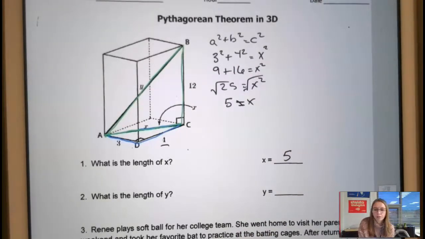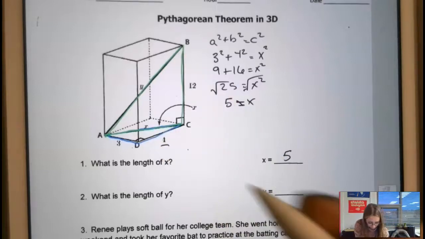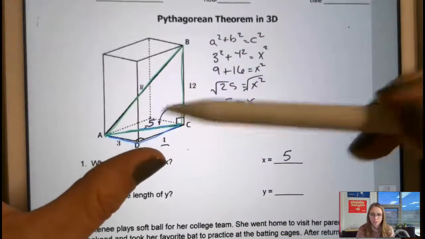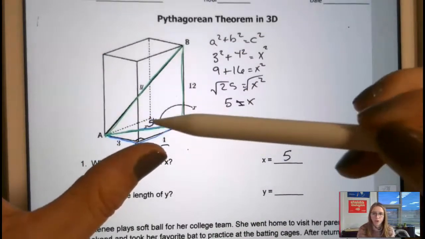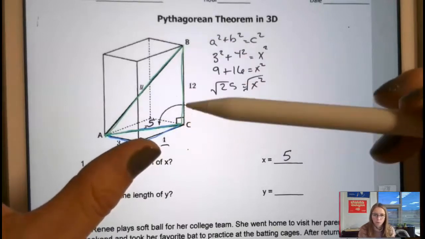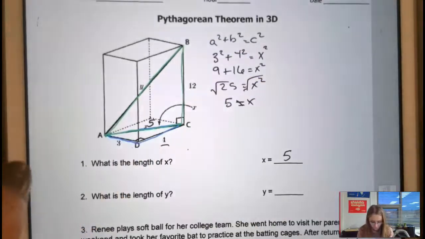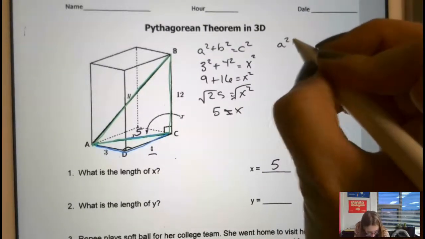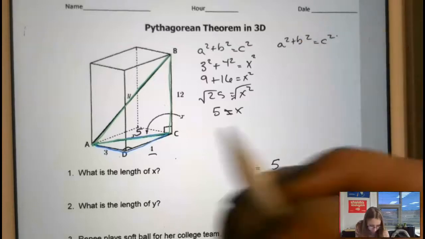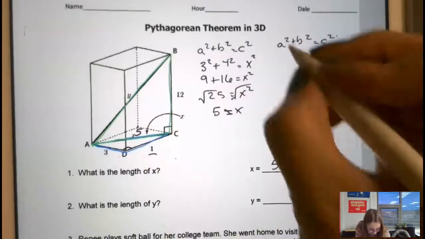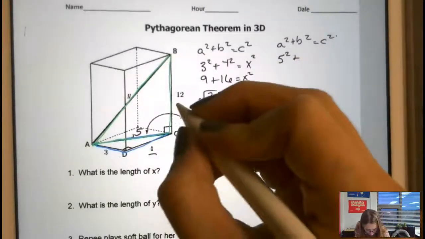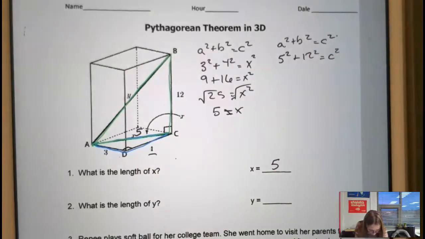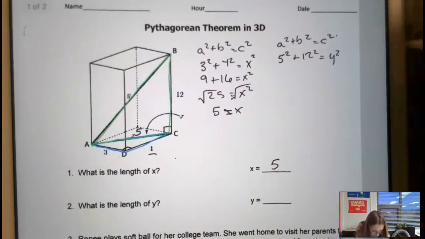Alright. Now what we need to do in order to find that green triangle, we're going to plug in 5 for x there, and now we have to look at just that green triangle here. Alright, so 5 would be a leg, and 12 would be my other leg, and y would be my hypotenuse. Alright, so here we go. We're going to have a squared plus b squared equals c squared, and I'm going to plug in 5 for a, and 12 for b, and then c squared I can just write as y squared.